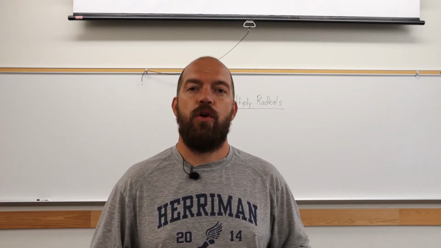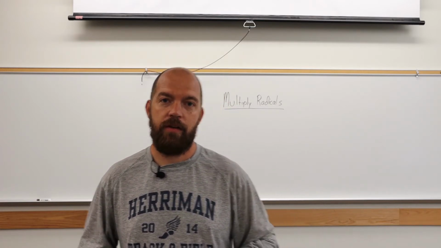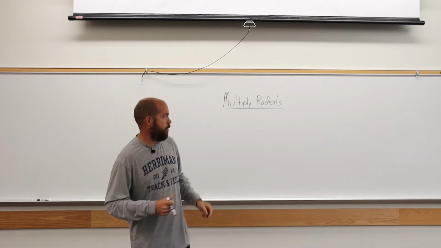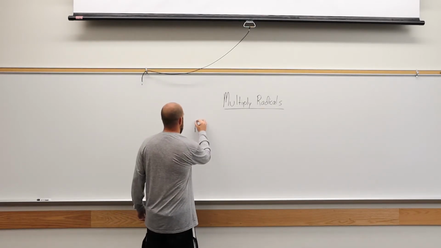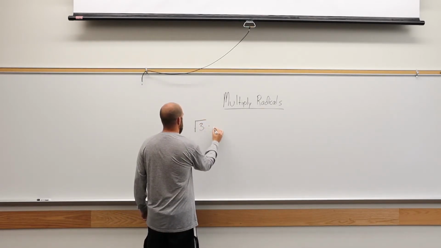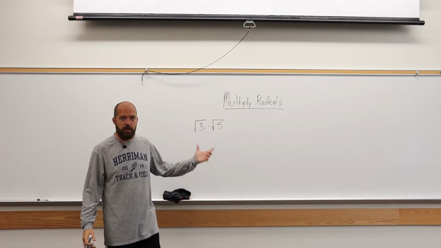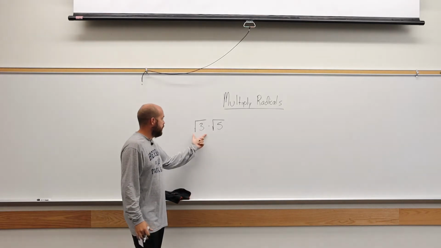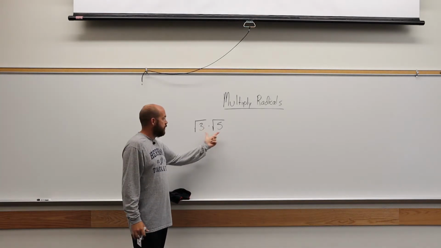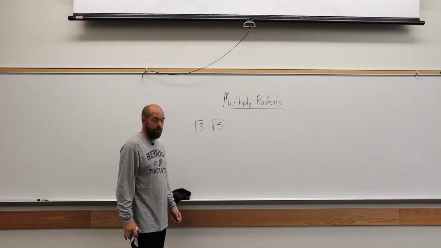In this video, we're just going to go over how to multiply radicals together. All right, so I've got just an example right here. We have the square root of 3 times the square root of 5.